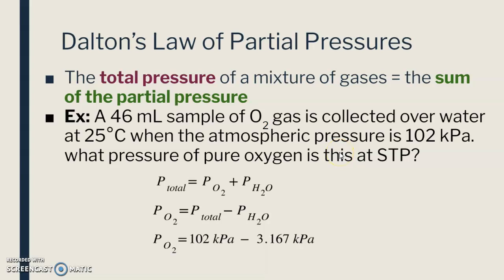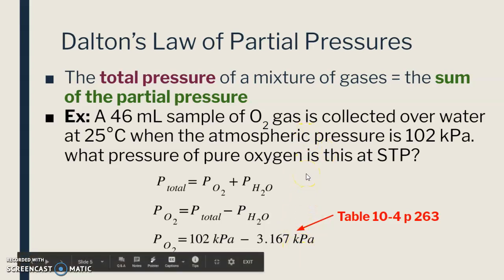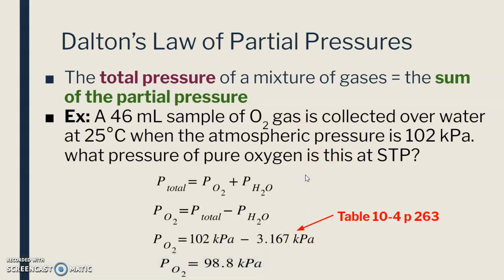Now, I know some of you are wondering, where did you get that from? It's actually in your textbook, on page 263. There's a table with a list of partial pressures, so you will always be provided with that type of information. That's not typically something I'll ask you to calculate unless you've been given something else, okay? So it's just a matter of subtracting the 3.167 from the total, and my answer is 98.8 kilopascal, and that's our answer for this.